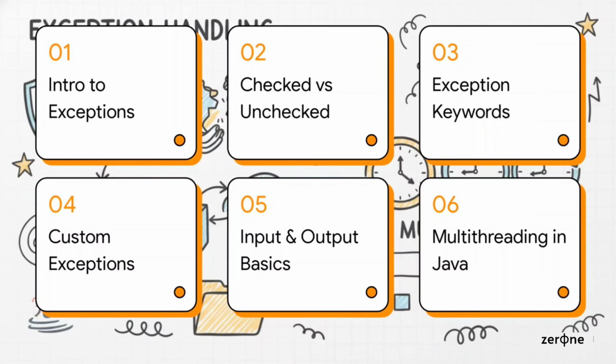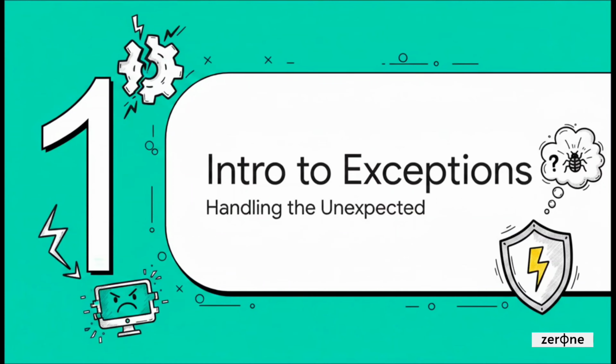Here is our roadmap for today's lecture. We're going to kick things off with an introduction to exception handling, then we'll compare checked versus unchecked exceptions. After that, we'll unpack the specific keywords in exception handling and explore custom exceptions and errors. Then we'll shift gears entirely to look at input and output basics, and finally, we'll wrap up the whole thing with multi-threading in Java. All right, let's jump right into Section 1, Introduction to Exception Handling.